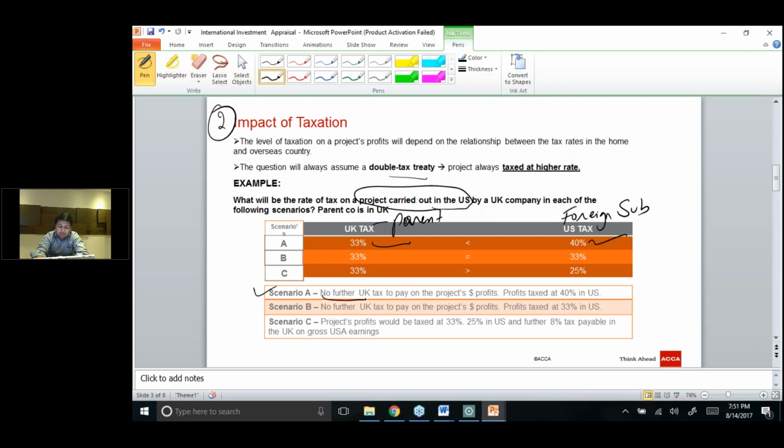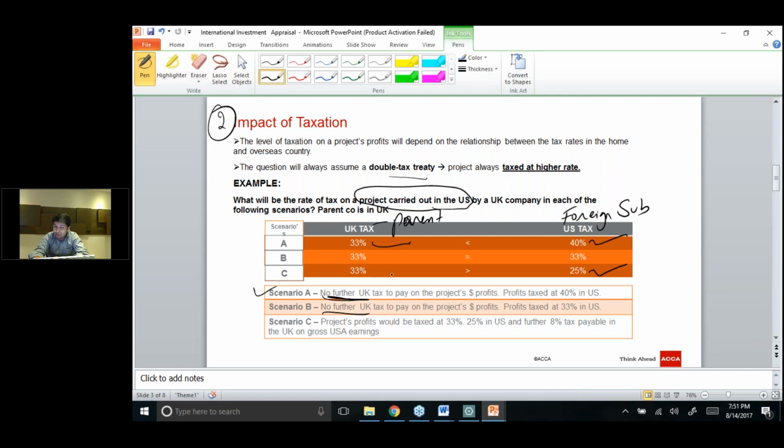Scenario 1, no further UK tax. If you have already paid 33% tax in the USA and there is the same tax rate in your country, you do not have to pay further tax. And if you have paid 25% tax in the foreign country and in your country the tax rate is 33%, that means you have to pay an extra 8% tax.